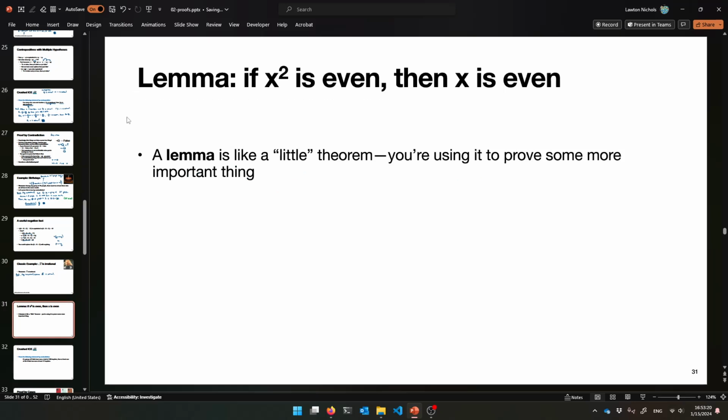So here's the proof. It's going to be by contrapositive. It's easier. Proof, and we're going to do it by contrapositive, if I can spell contrapositive correctly. How do we do this? The contrapositive of this is: assume the negation of the conclusion, prove the negation of the hypothesis. So x is odd, x is not even. So assume x is odd.